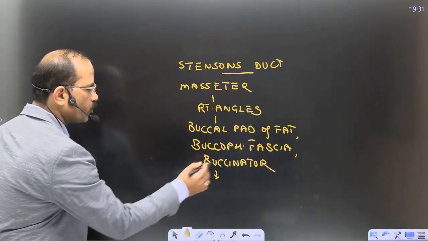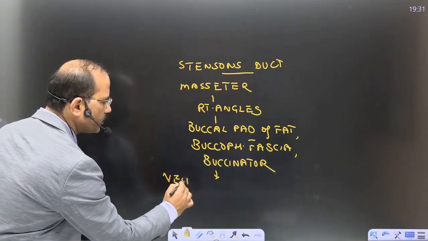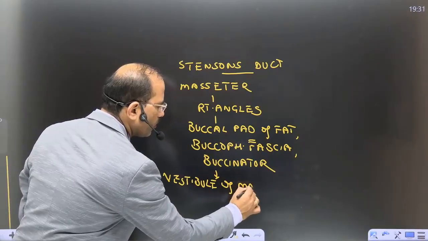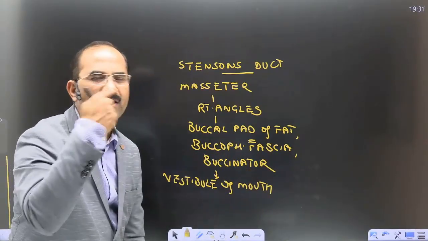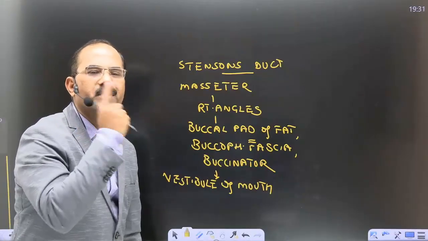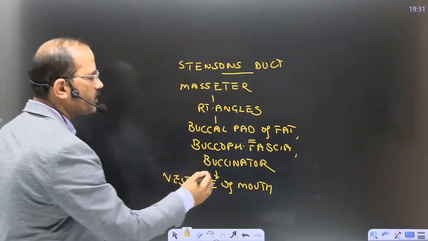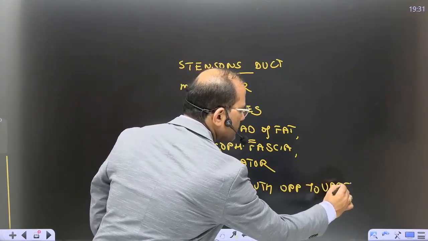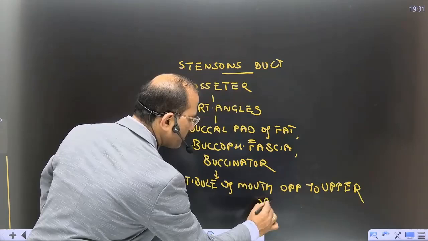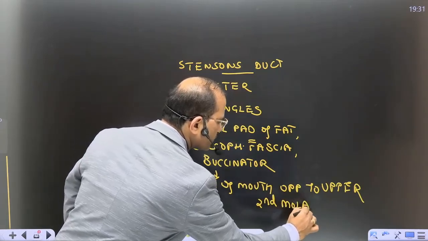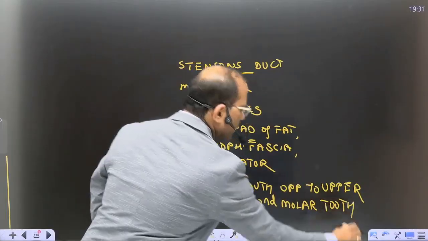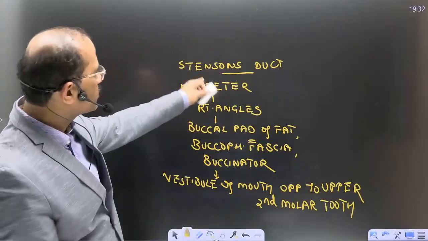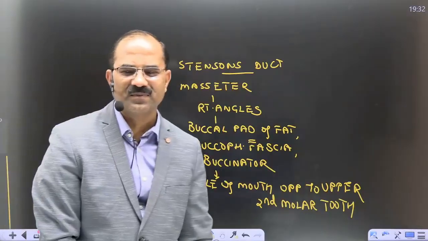And where is it going to open? It opens in the vestibule of the mouth. What is vestibule? Vestibule, you know, it's the part where we put the brush to brush the teeth. So it opens in the vestibule of the mouth opposite to upper second molar tooth. That duct is known as parotid duct or the Stenson's duct.